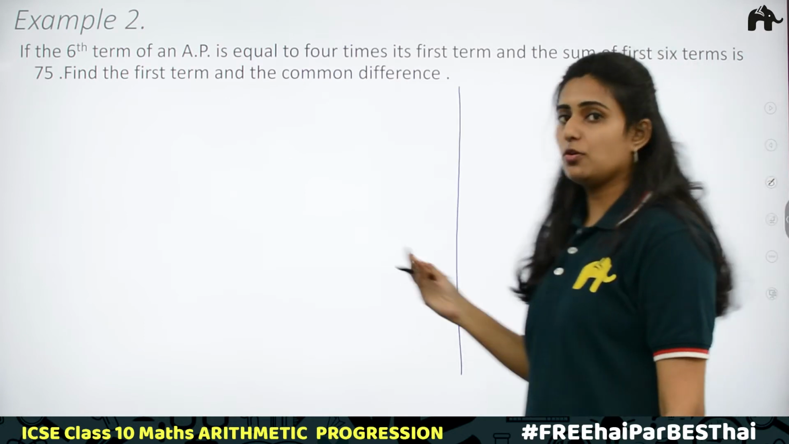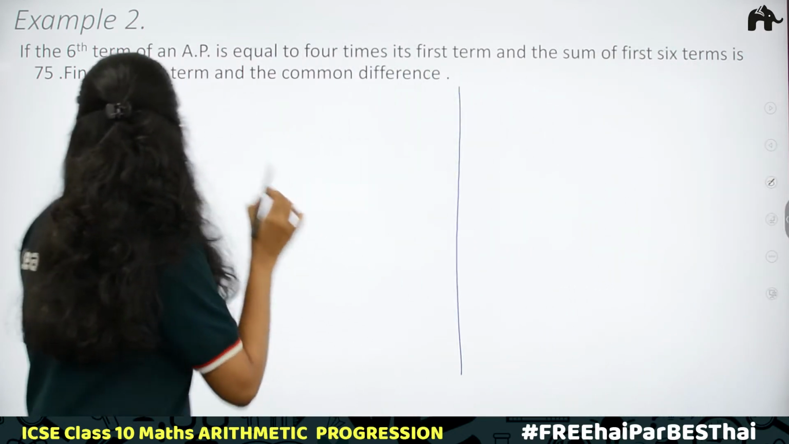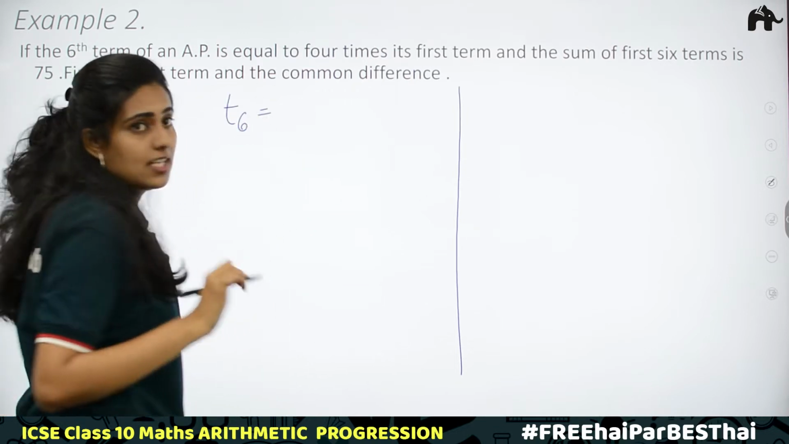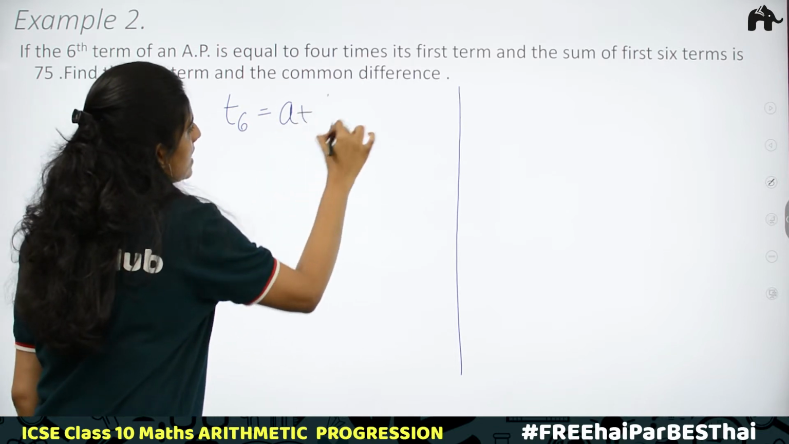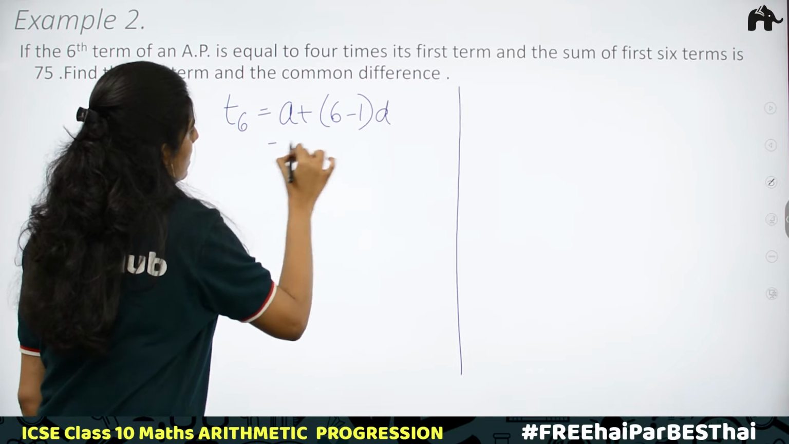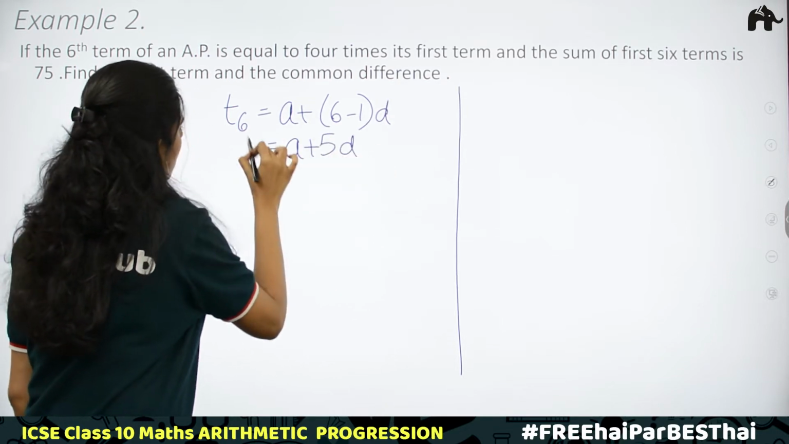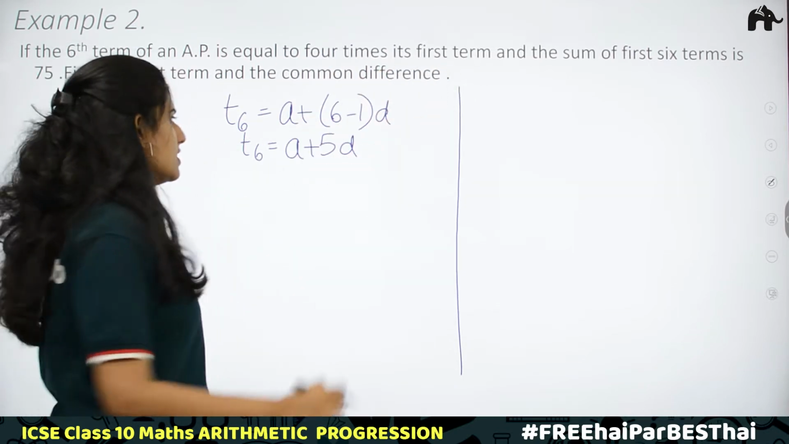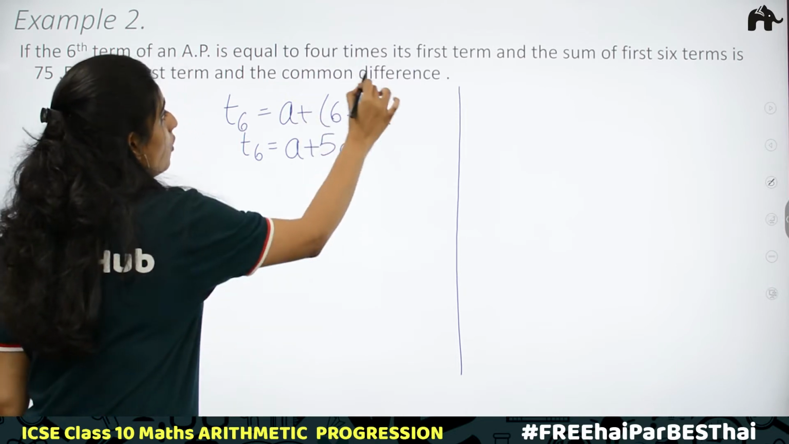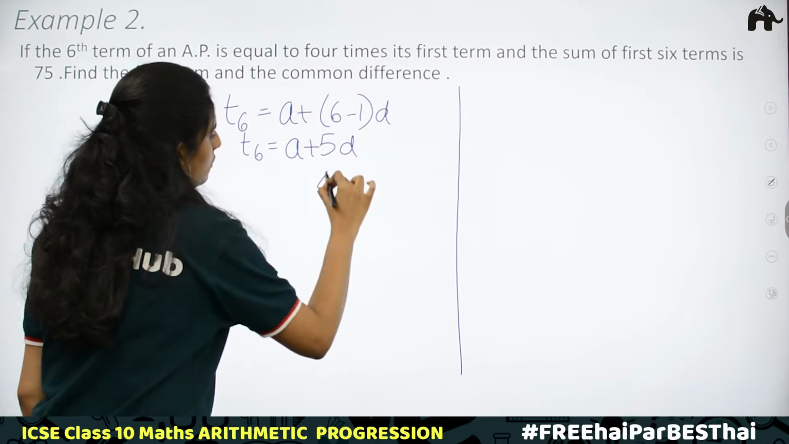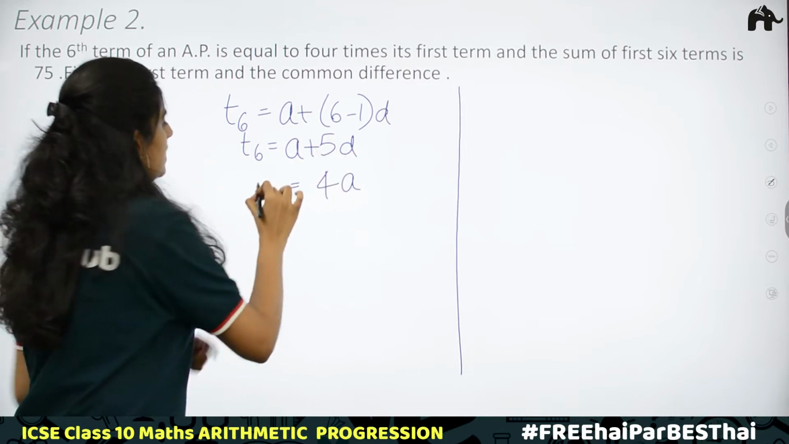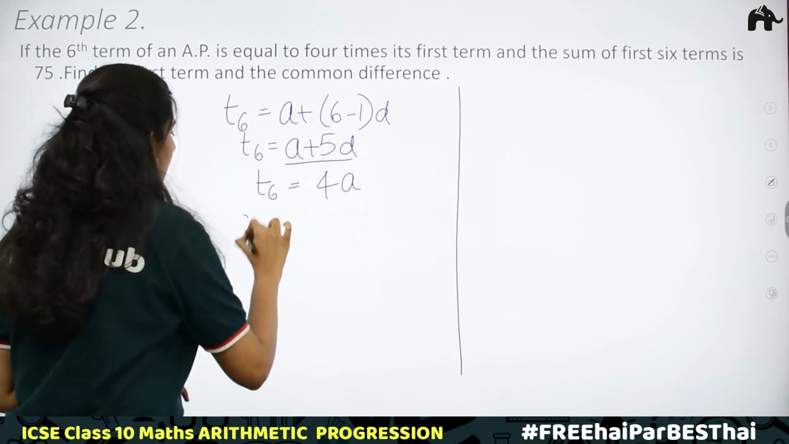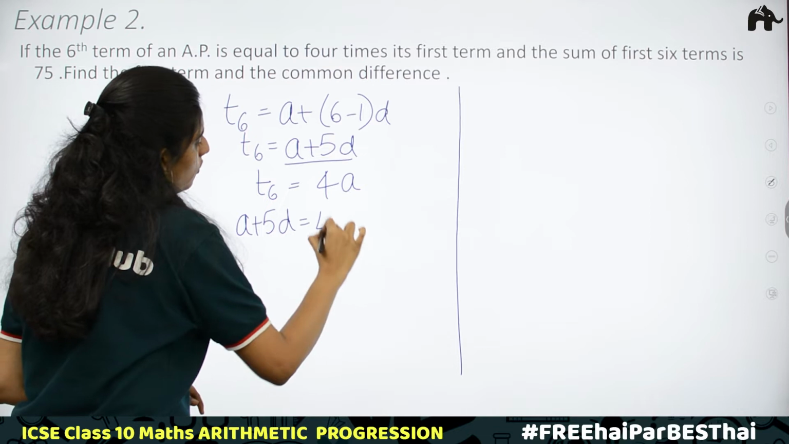From the first statement, we are going to make a mathematical equation. If the sixth term of an AP, sixth term T6, what is T6? T6 is equal to a plus 6 minus 1 into d, that is equal to a plus 5d. Okay, this is the sixth term. It is equal to 4 times its first term. First term is, obviously, a. 4 times its first term is 4a. Therefore, 4a and the sixth term T6 are equal. T6 we have a plus 5d. a plus 5d is equal to 4a.